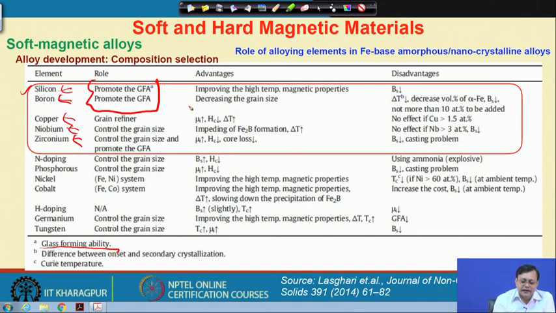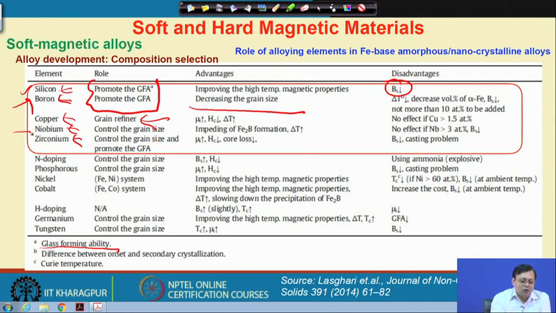The advantage here is improved high temperature magnetic properties, and the disadvantage of silicon and boron is the lower BS value, and that is why we have replaced silicon in the iron cobalt system. In case of copper, it acts as a grain refiner and as a seed for nucleation of the alpha iron, as well as assisting a homogeneous distribution of the nanocrystals.